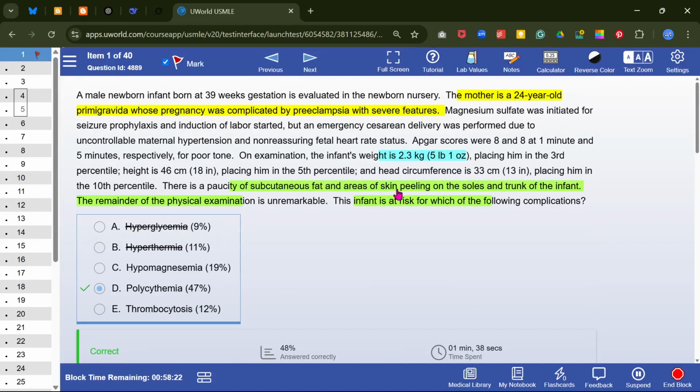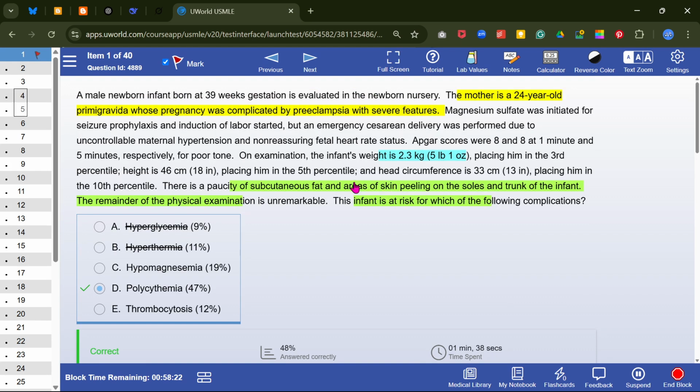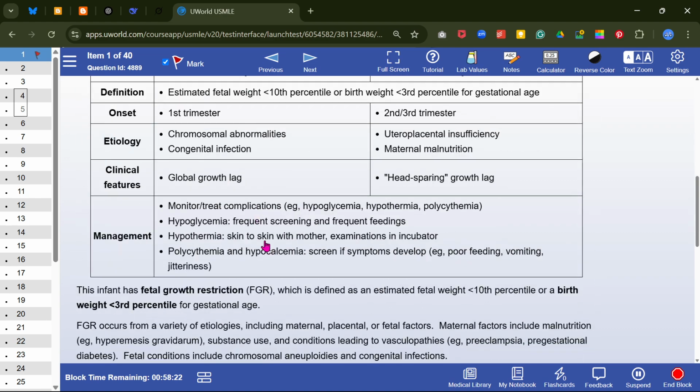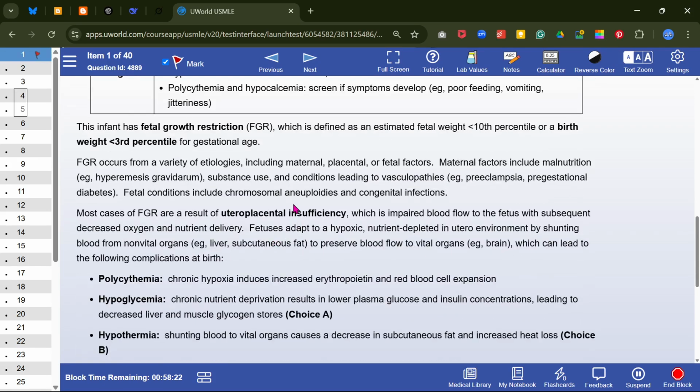Okay, it's intrauterine growth, fetal growth restriction. One thought on that. Okay, so it is asymmetric, isn't it? Second or third trimester. Why? Head is 33 centimeter, 13 inch. Okay, it's asymmetric.